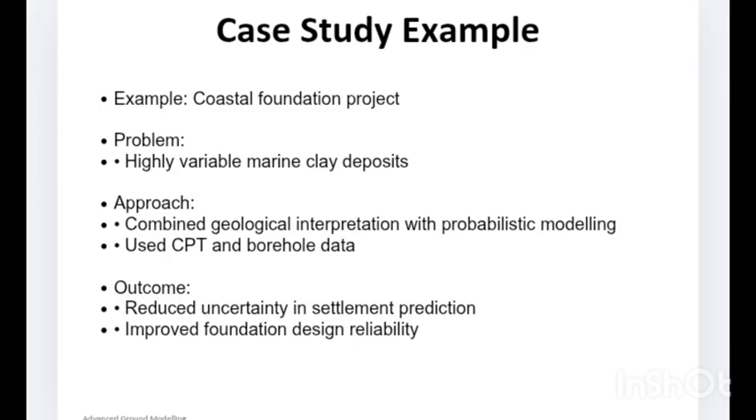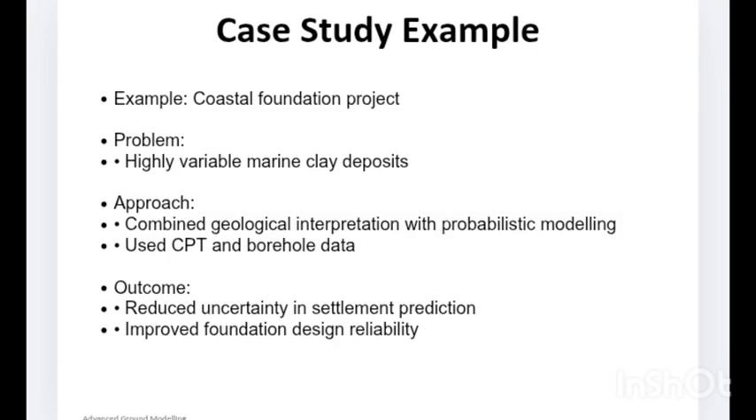And when all these methods were combined, the analysis showed significant variability in undrained shear strength, compressibility, and thickness of soft clay. So the outcome, using probabilistic modeling: one, settlement prediction improved. Then the foundation design became more reliable because now we had something more quantitative. Risk was reduced and construction planning improved.